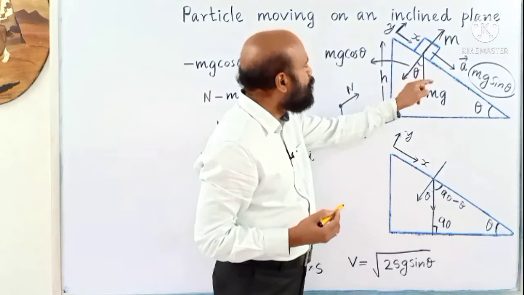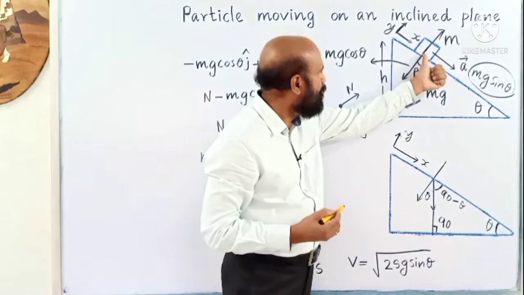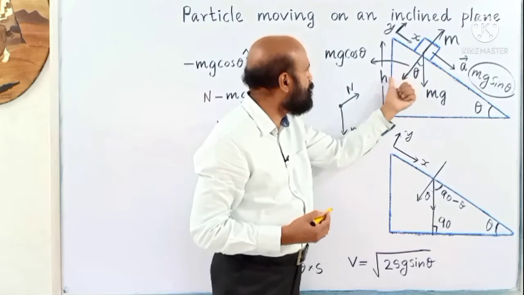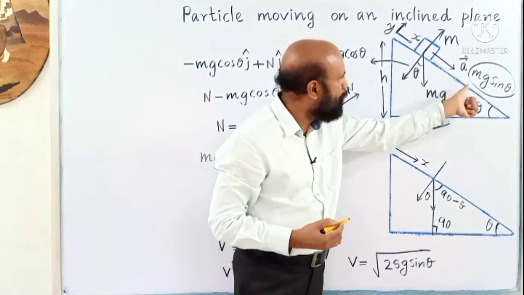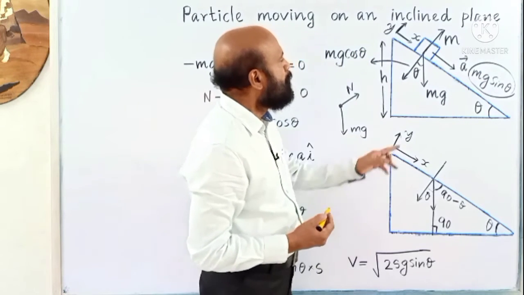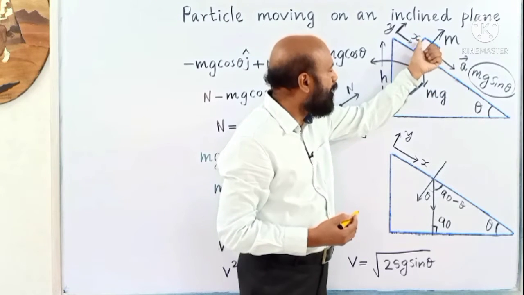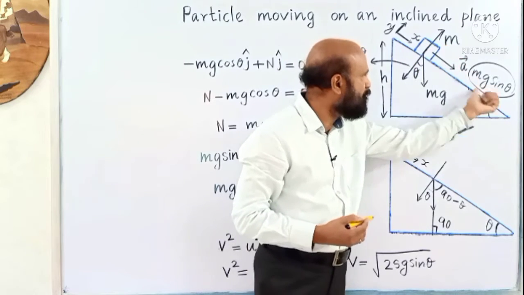So this is theta. Now this mg can be resolved into two components where it is making theta. This component is mg cos theta. Perpendicular to that is mg sin theta. Then because of this, the object will be accelerated in the downward direction, in this direction.